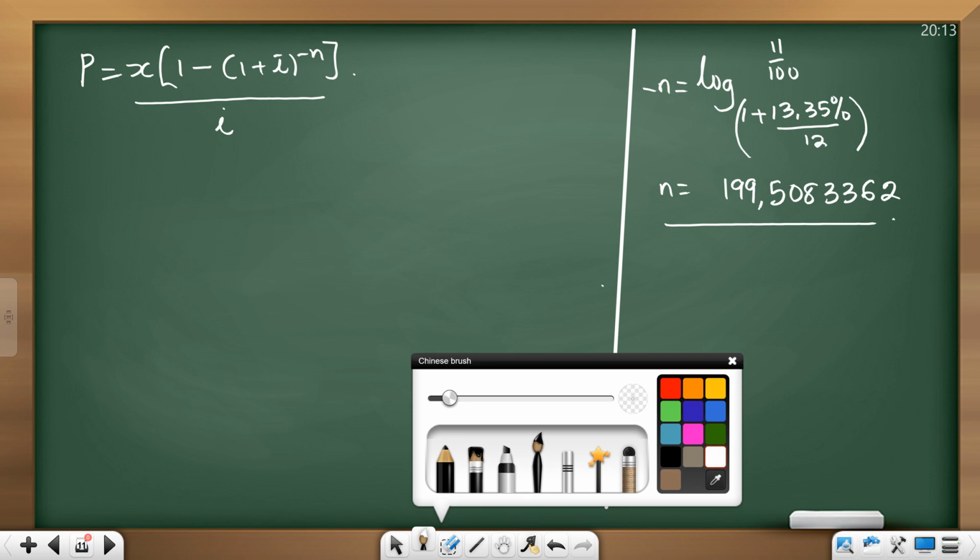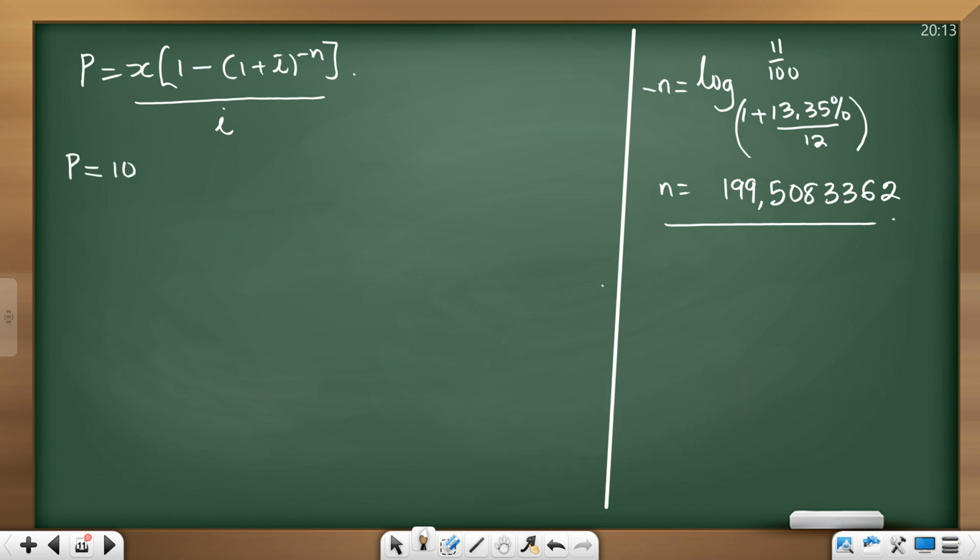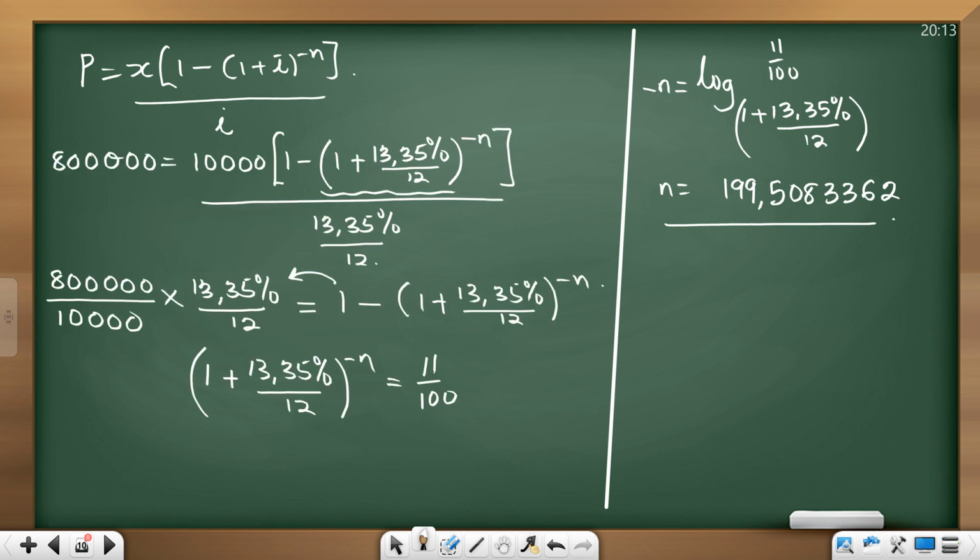Okay, guys, you would finish the calculation at home, right? I'm looking for this, right? This is what? 10 grand. 1 minus 1 plus. What was the interest again? 13.35, right? 13.35% over 12. What is outstanding? What is your N? Guys, what is 199 minus 1? When did she stop?